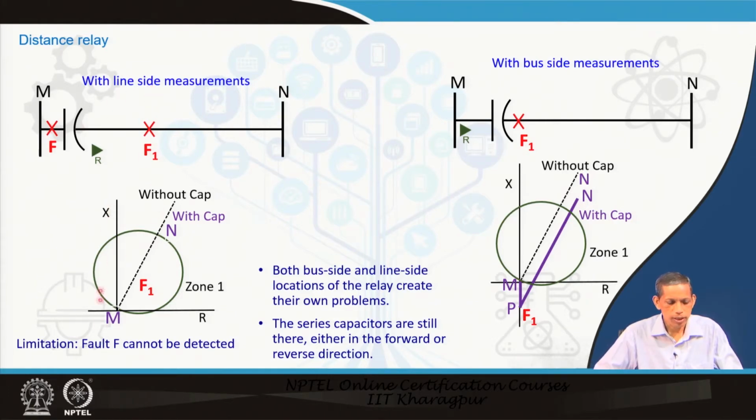In the line side measurement, as we have discussed, this is the M point here, and this is the normal line we are observing without the capacitor. Now with the capacitor, if you consider the line side, the relay still sees the same line impedance from this to this. So, the impedance seen by the relay in the forward direction will be the same with or without the capacitor. The problem is solved for this part, but for the reverse part there is a problem.